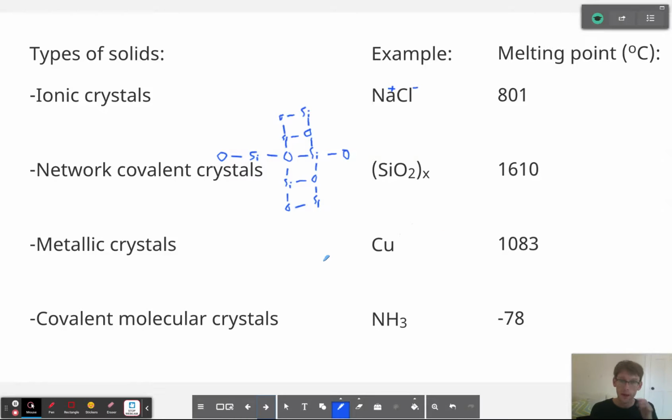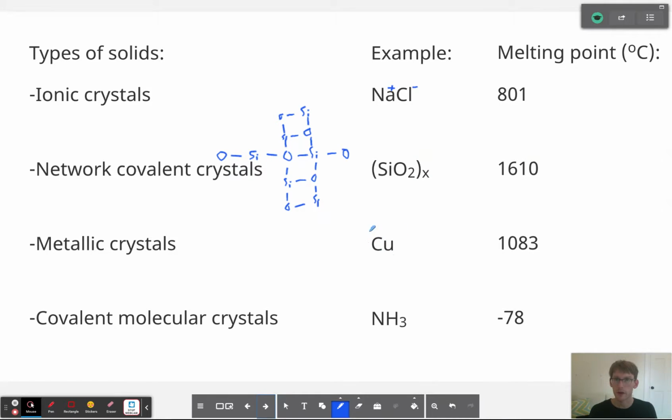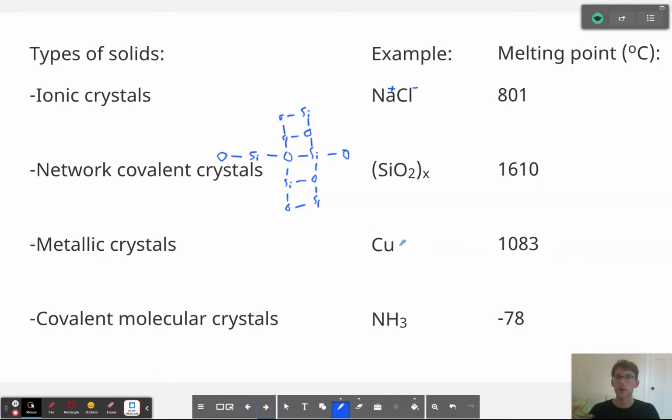Third, we have metallic crystals, and in the past we've studied metals. They tend to have high-ish melting points, which also depends on how many electrons there are in the valence shell that are involved in this delocalized electron cloud.